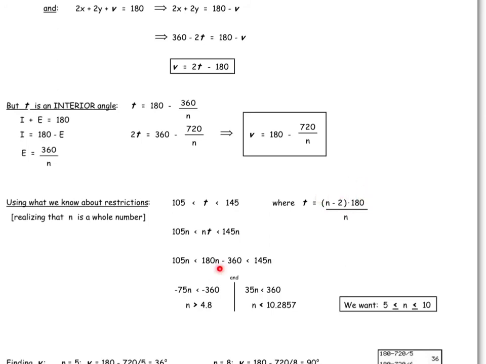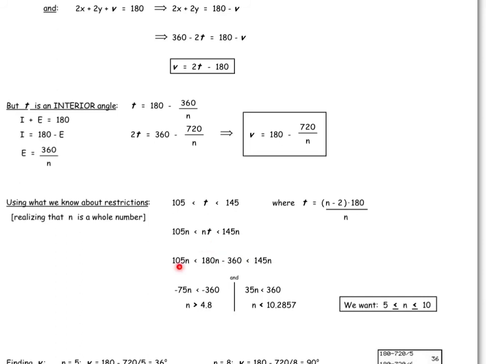I'm sort of shortcutting this because I don't have a lot of room to write. So you might want to, on your paper, multiply both sides by n and write in the space over here n times t is equal to n minus 2 times 180, and then distribute on your paper so that when the time comes, you'll see exactly the substitution between n times t and 180n minus 360.